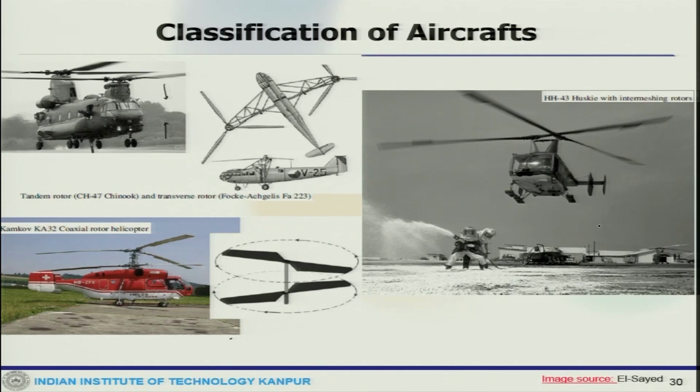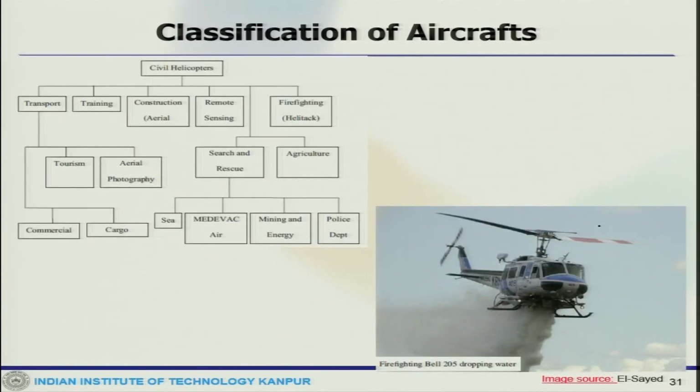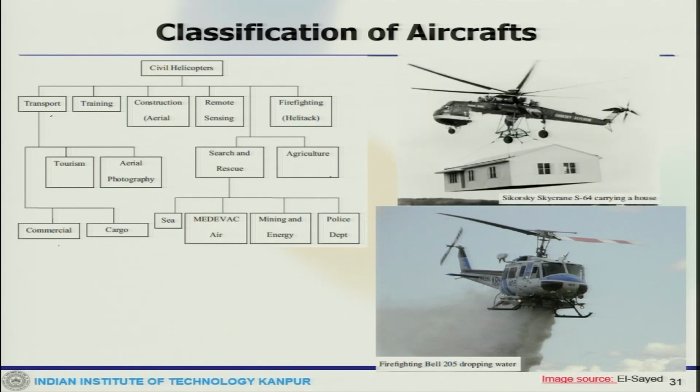Now, there could be civil helicopters also, which are used for civilian applications, like transport, which can be used for tourism, aerial photography, or for commercial or cargo. Then training, construction, remote sensing, search and rescue operations, which could be in sea, air, mining, police department, or agriculture, firefighting. So, these are all sorts of applications one can think about.